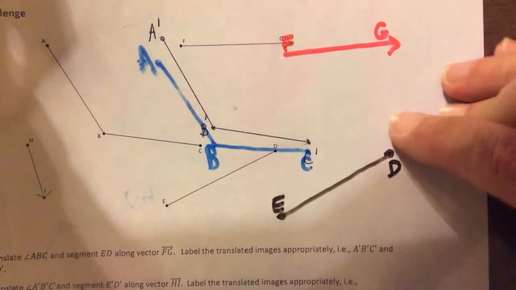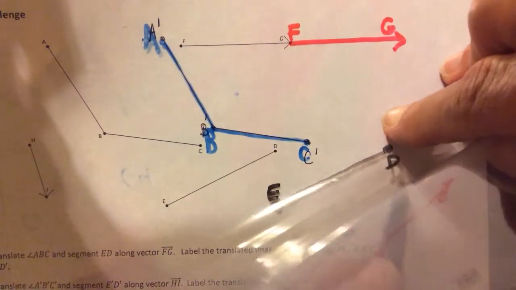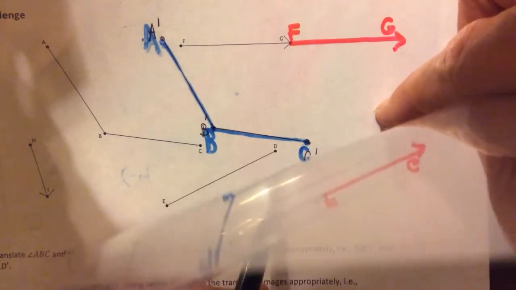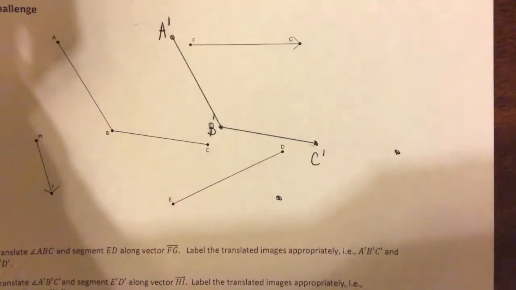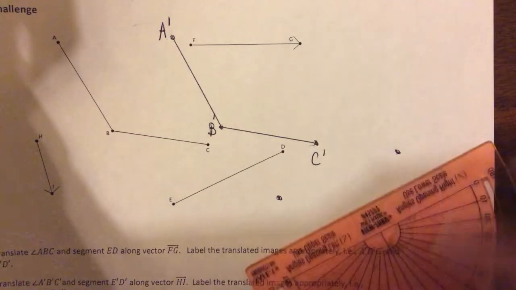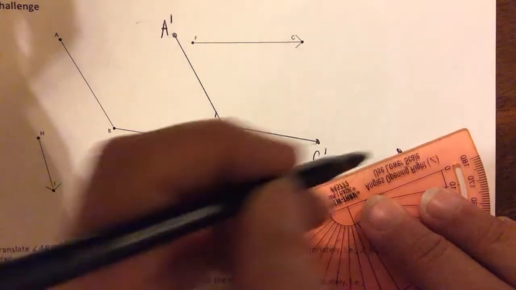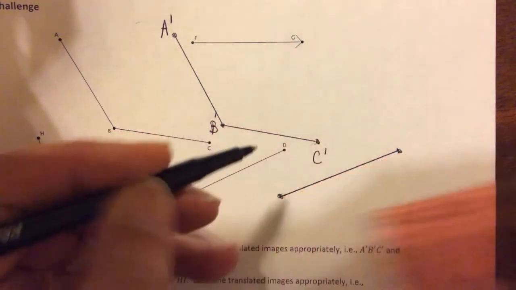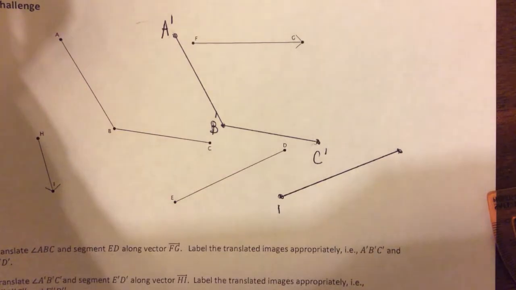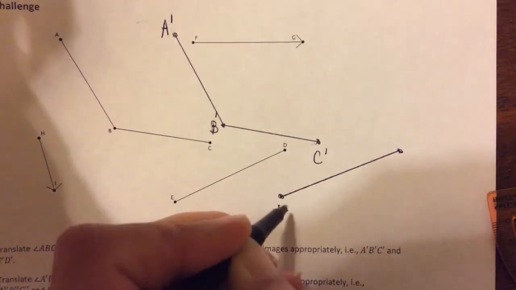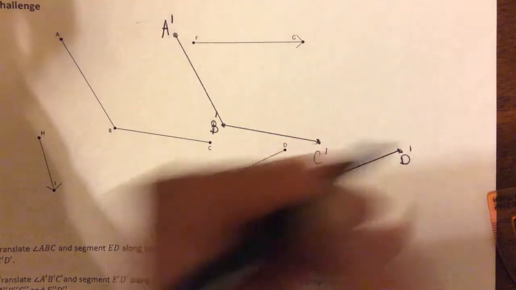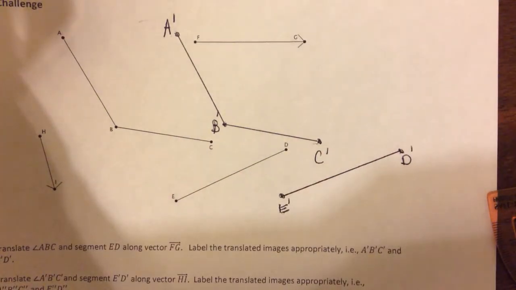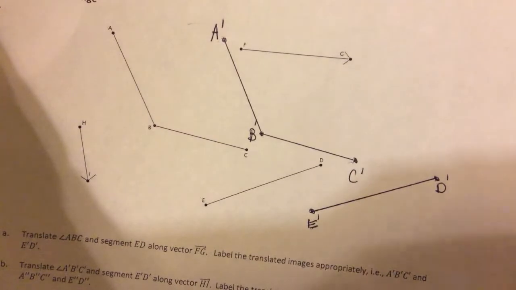That looks good. Okay, so D is right here. E is right here. And I'll connect those. So this is D prime and E prime. There's my segment. D prime, is that D? No, that's E prime down here. E prime and D prime. Okay, so you can kind of see these have moved over and down a little bit.